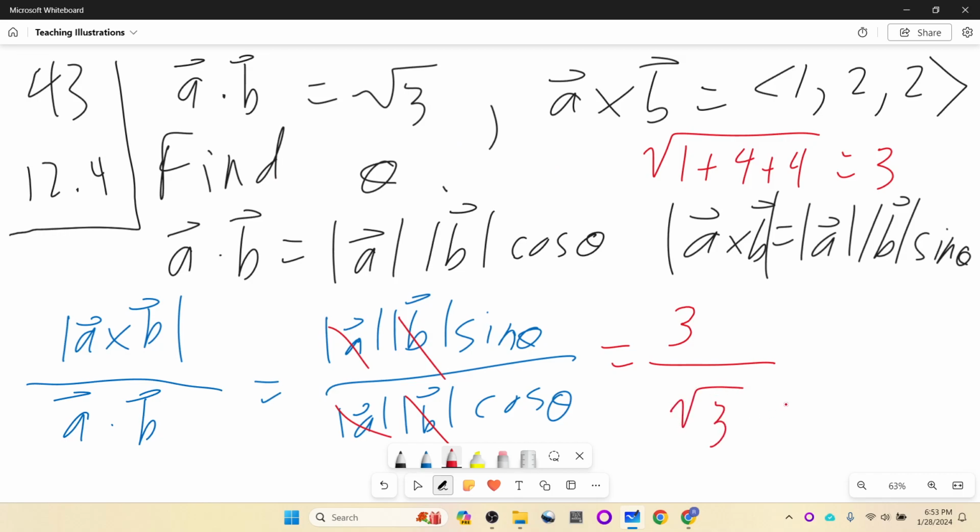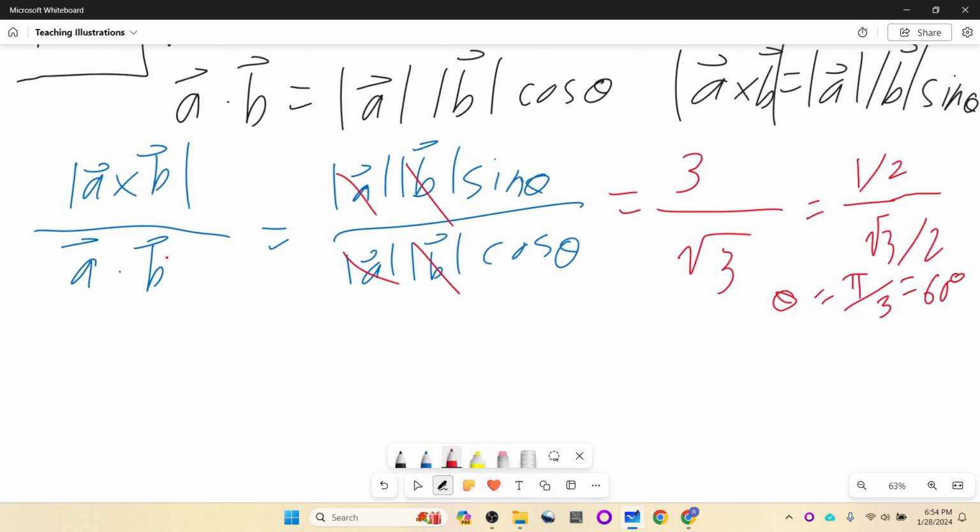And then you can try to solve this. Figure out what angle has a sine of 3, cosine of root 3. Well, that doesn't work, so let's simplify this a little. That reduces to 1 over root 3. And I'll divide by 2 on top and bottom. So sine of theta is 1/2. Cosine of theta is root 3 over 2. Theta is pi over 3, or 60 degrees.